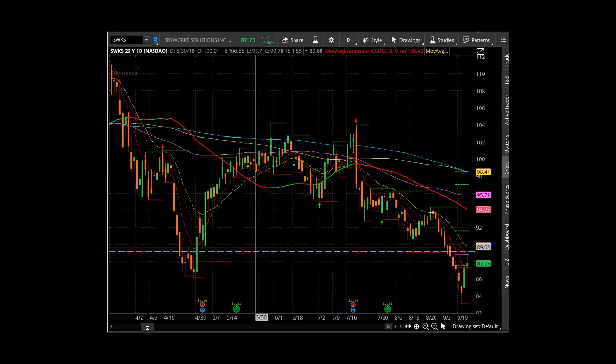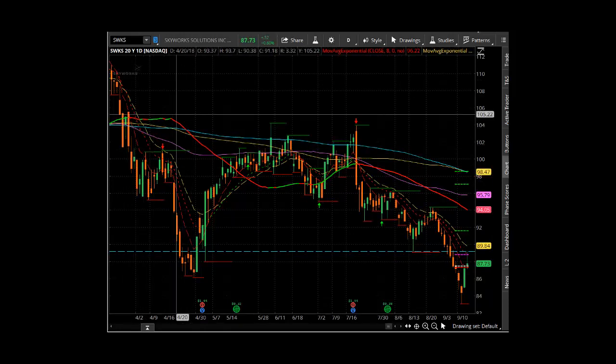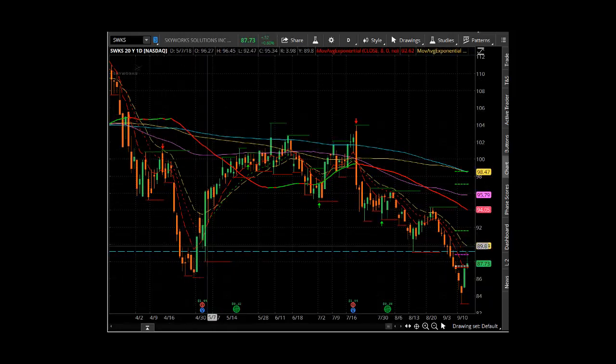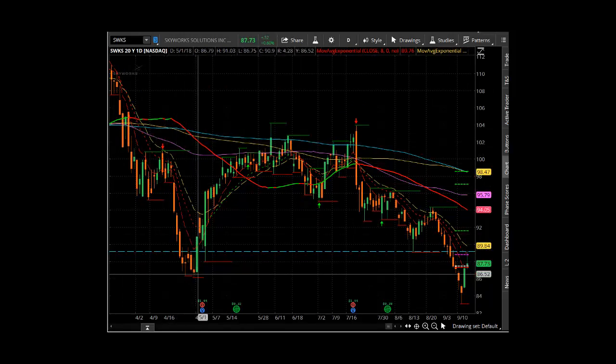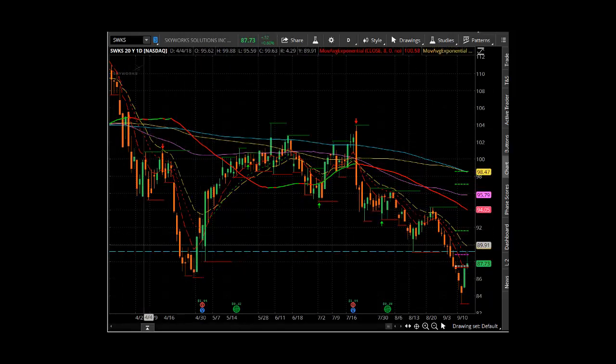Here's another breakout pattern. This is on Skyworks, SWKS. So if you look back, you want to look back at past price action. So if you look here, you can see Skyworks sold off real hard, came back up, and so you can see all that price activity there.